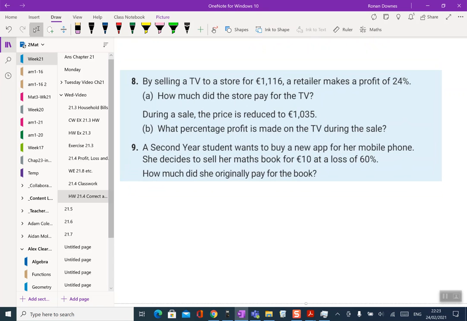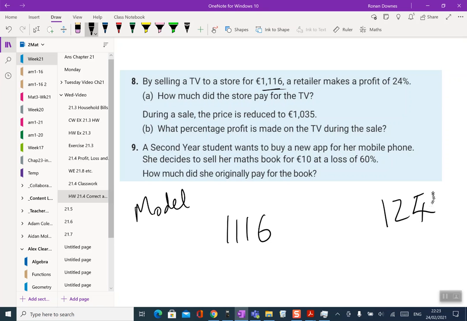Now the hardest part is actually just writing down the four numbers with the X's somewhere. So just be open-minded and get started, and even if you have to rearrange your model, don't be afraid to do that. Even there, I'll just write down 1,116. I don't know where it's going to be, but I'll build everything else around it. By selling a TV to a store for 1,116, a retailer makes a profit of 24%. Well, that's 124%.